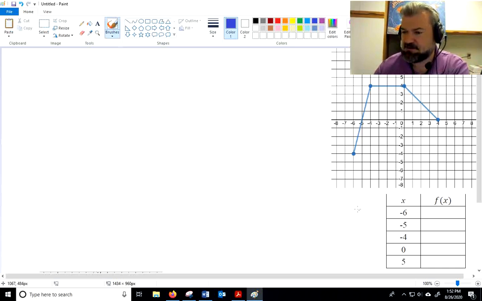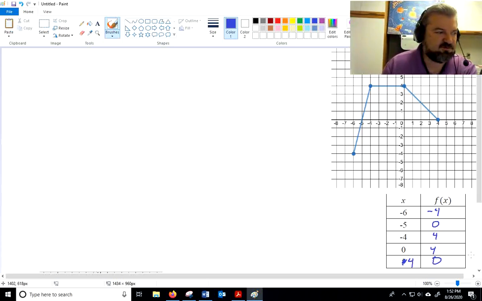Okay, let's see how you did. First of all, you should fill in this table here. -6 went to -4. -5 goes to, looks like 0. -4 went to 4. 0 went to 4. Oops, that should be a 4. Yeah, 4 goes to 0. All right, so let's go through that and graph that.